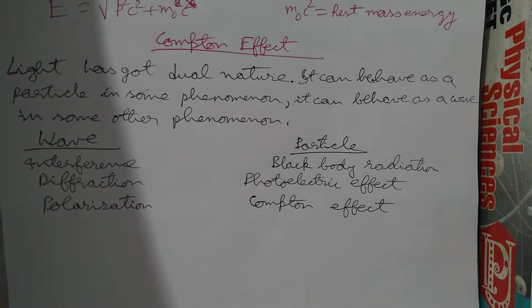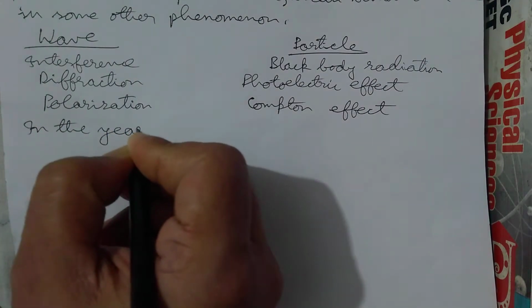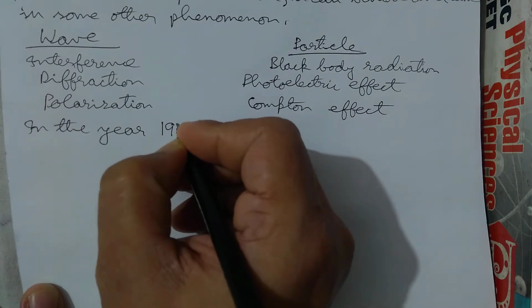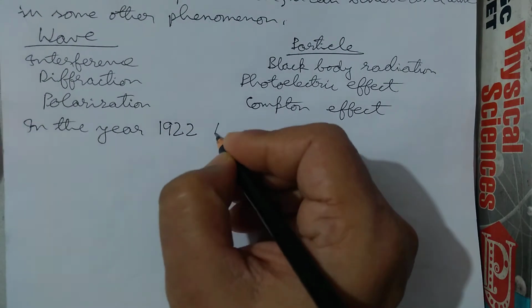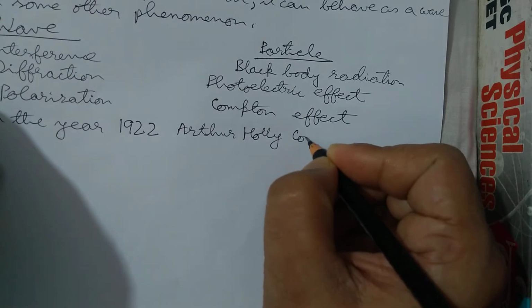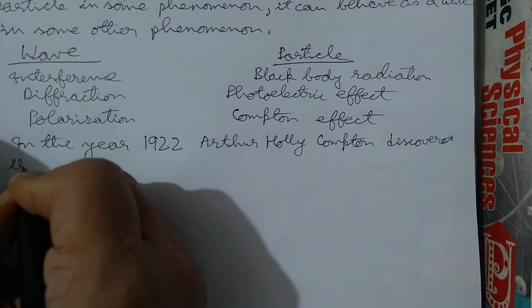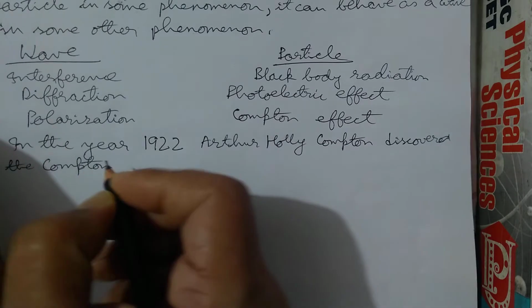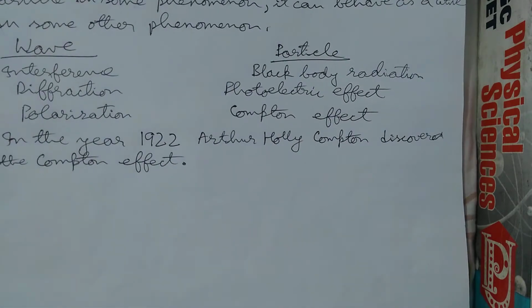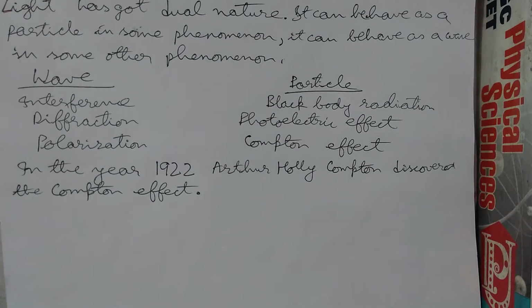In the year 1922, Arthur Holly Compton discovered the Compton effect. Arthur Holly Compton discovered the Compton effect in 1922. So what happens in the Compton effect actually?